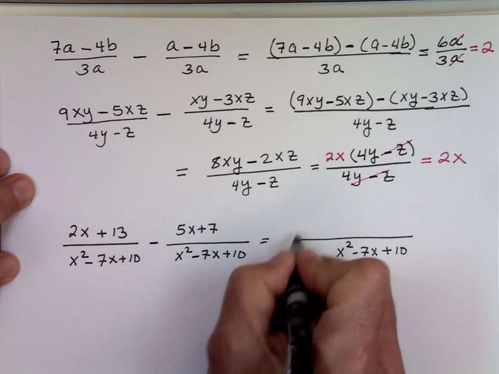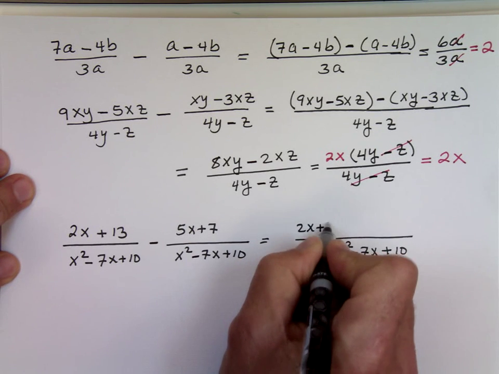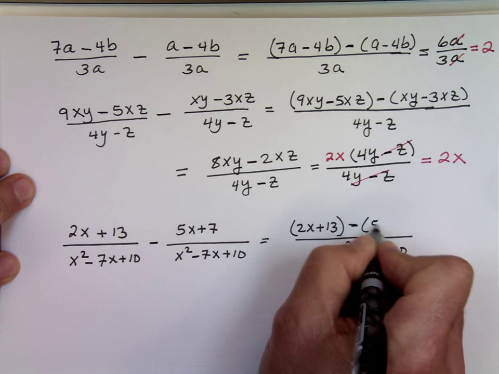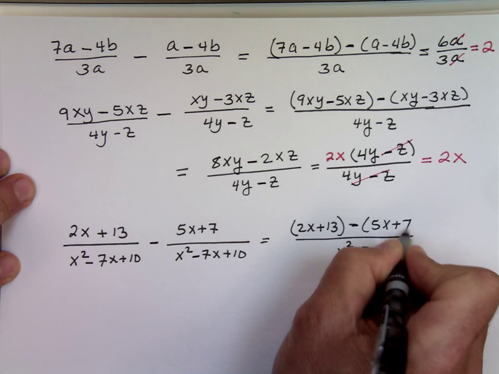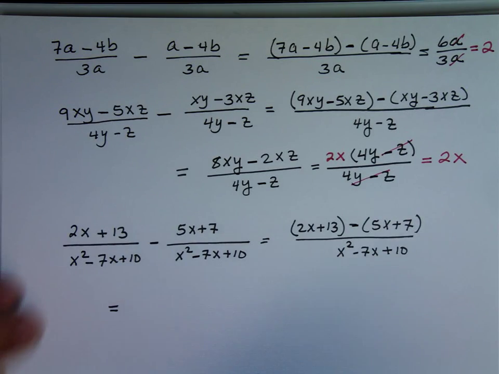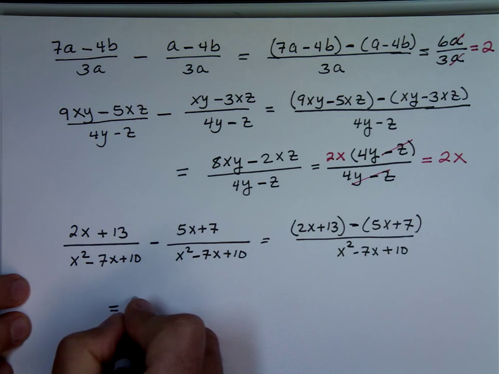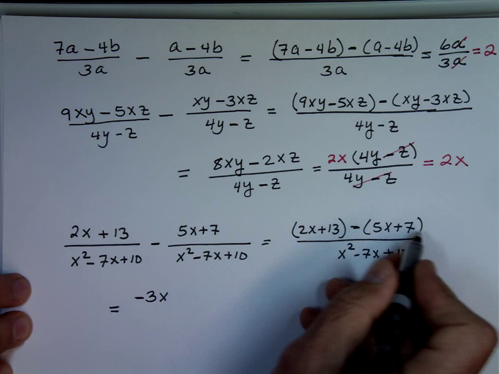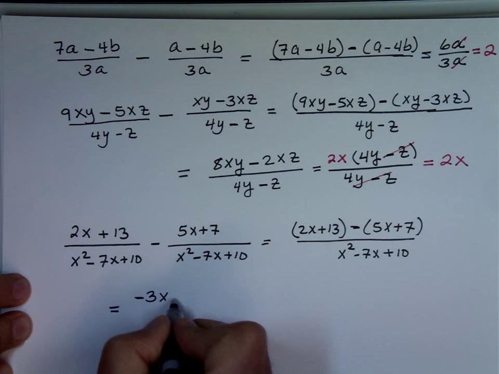And that will be 2x plus 13 minus 5x plus 7. Clean it. What's 2x minus 5x? Negative 3x. What is 13 minus 7? Plus 6.